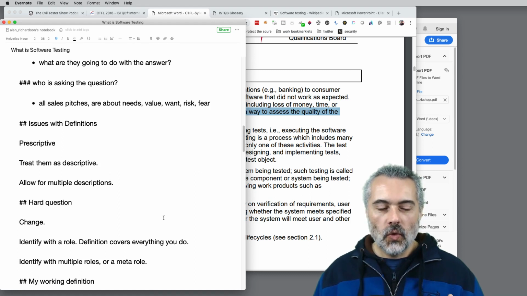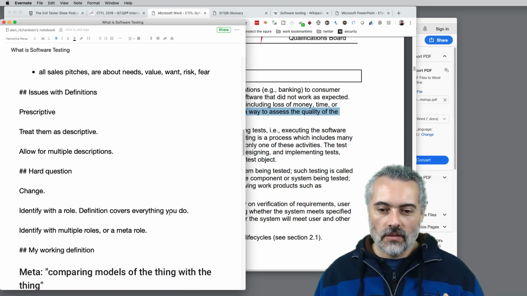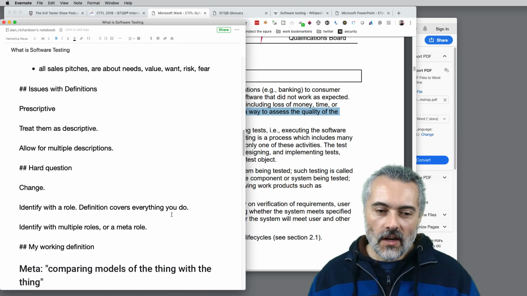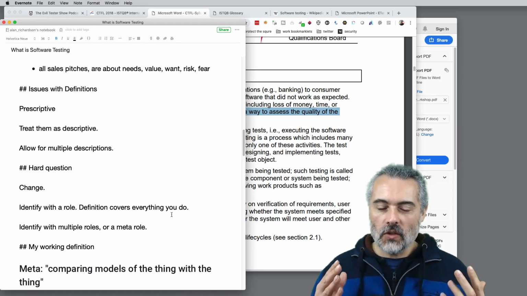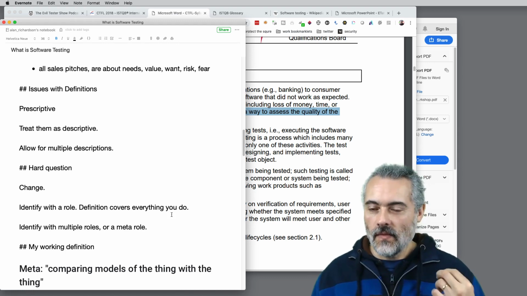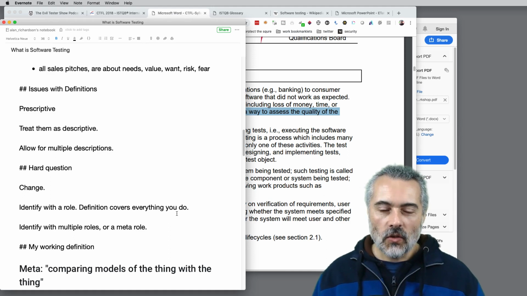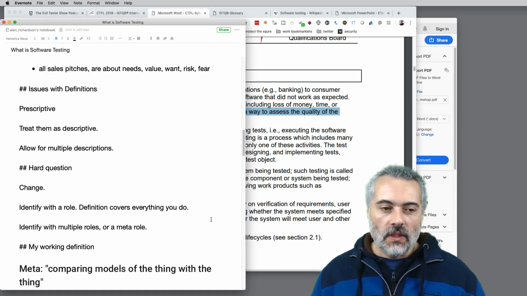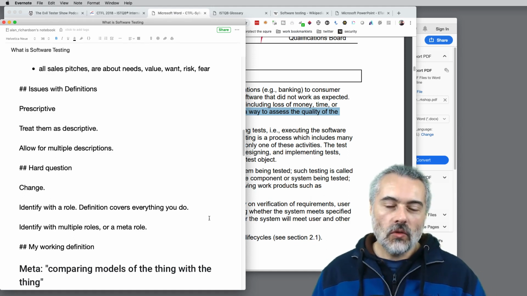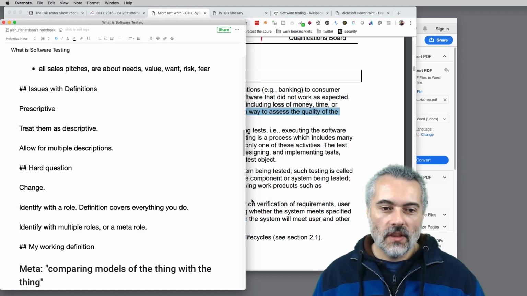And it's a hard question ultimately because we learn more about software testing over time. Our views about software testing change. And because our views about software testing change, we should expect our definitions and our descriptions and our models of software testing to change with that.